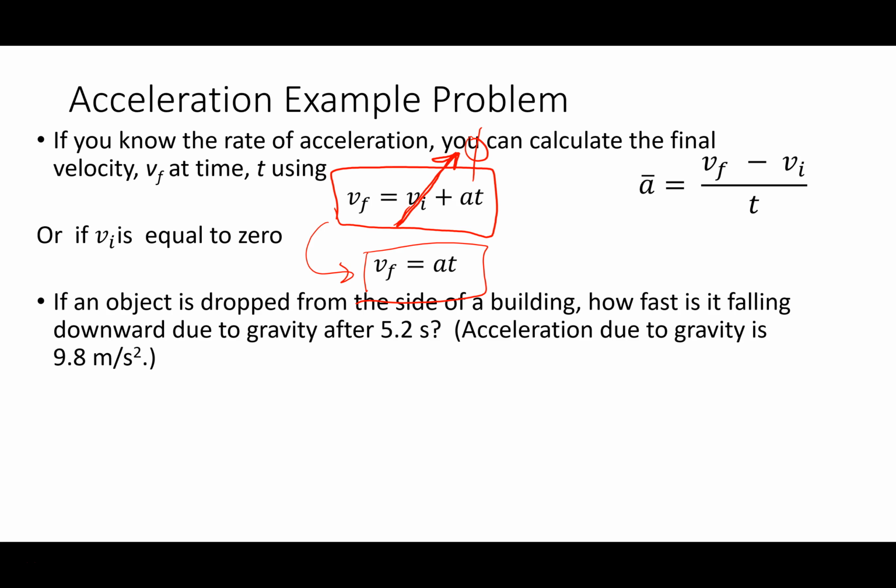Okay, so we're going to drop something. Remember when I work a problem like this, a lot of times I'll draw a little picture. So here's my little picture. I won't make it a leaning tower, but that's my little tower, I guess. An object is dropped from the side of the building. It doesn't say what the object is because remember, it doesn't really matter. We're going to assume that aerodynamics are not playing. I'll just make it a ball. How fast is it falling due to gravity after 5.2 seconds?